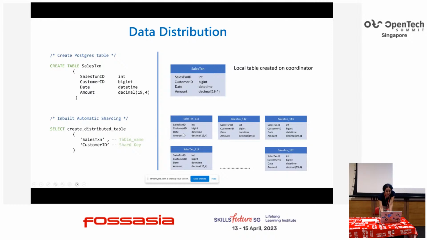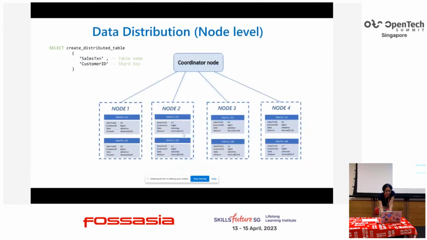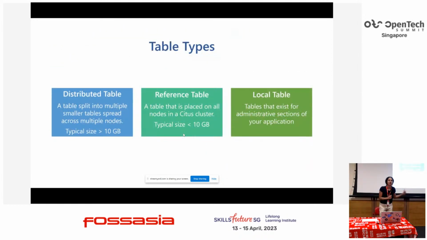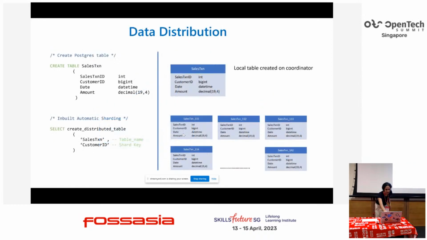Now, what is interesting is the 3 kinds of tables. I'll come back to this, but I want to just talk about this so we understand the architecture. There are 3 kinds of tables. This table that we saw here, this sales transaction, is what we call a distributed table. That means this table exists in every worker or a subset of workers. It is a sharded table. That's a distributed table. And for the distributed table, you need to have a shard key on which it distributes.